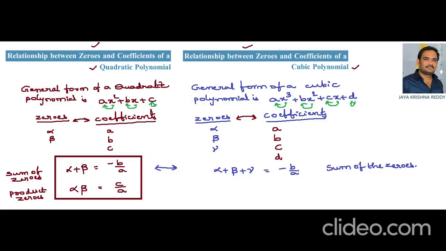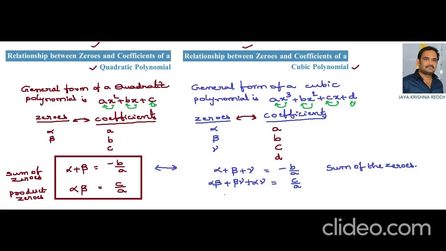In the second formula, in the first formula we added the zeros alone, alpha, beta and gamma. Now we have to take the product of two zeros at a time: alpha beta, beta gamma and alpha gamma, and add their products. Alpha beta plus beta gamma plus alpha gamma equals c by a.